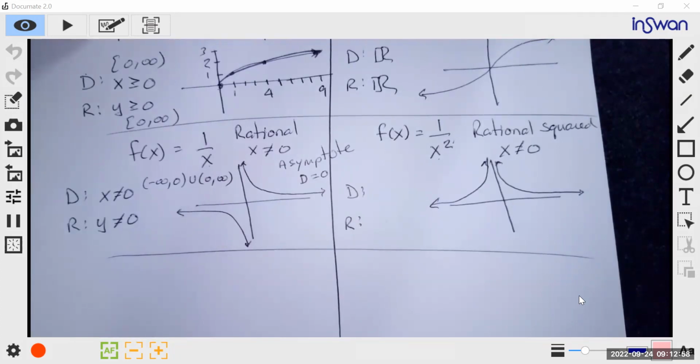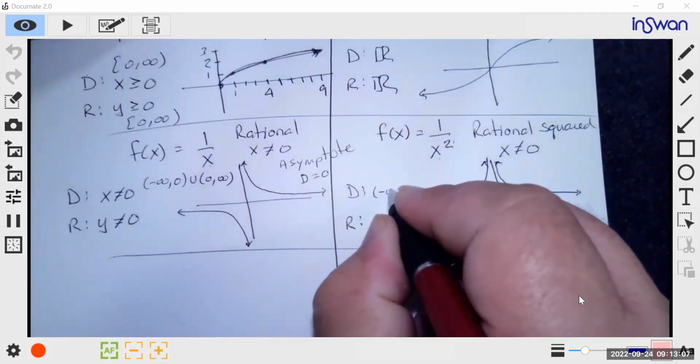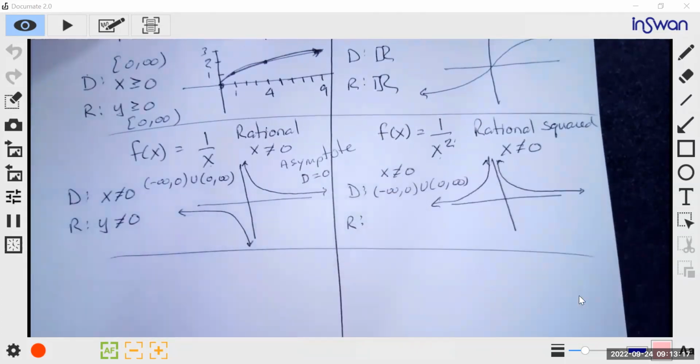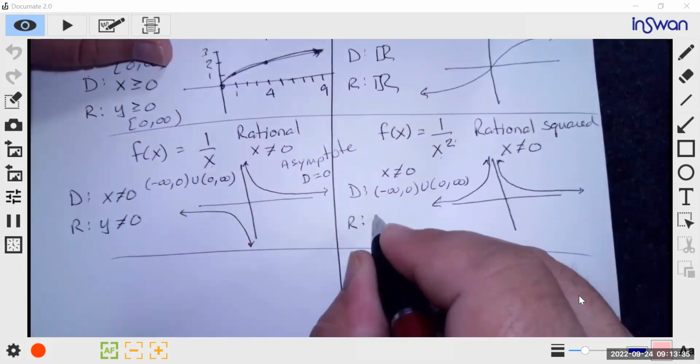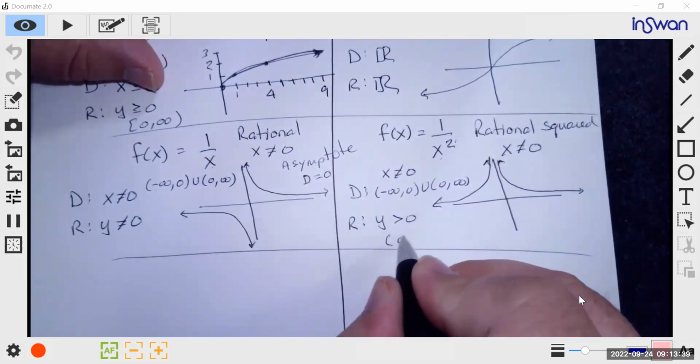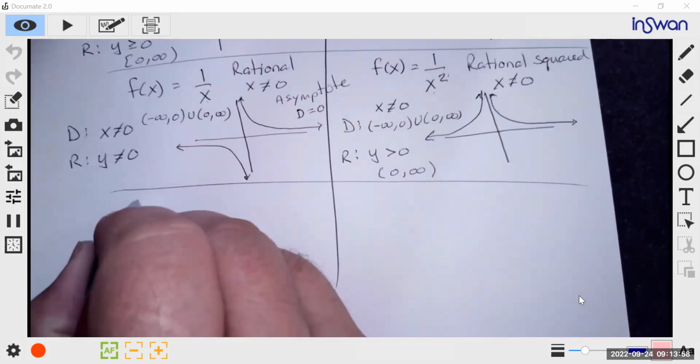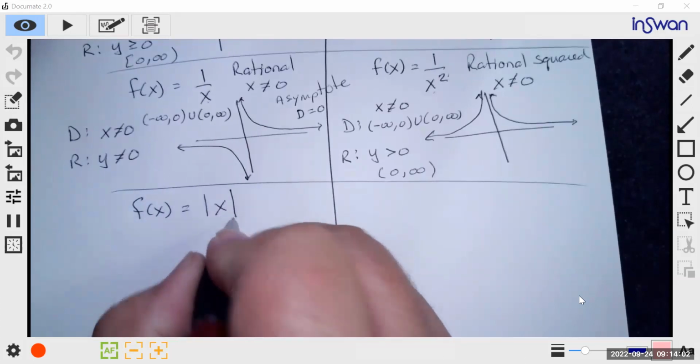What's the domain? Negative infinity to 0, union, yes. 0, yes. To infinity. Very good. Or x just can't equal 0, right? Both of them work. Very good. How about the range? Very good. y is greater than 0, or parentheses 0 to infinity. How about the absolute value of x?